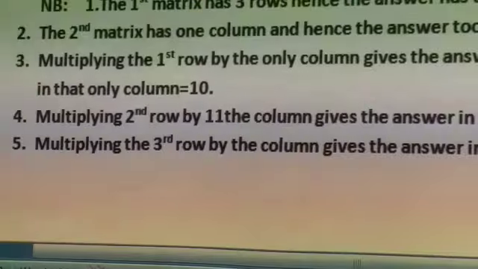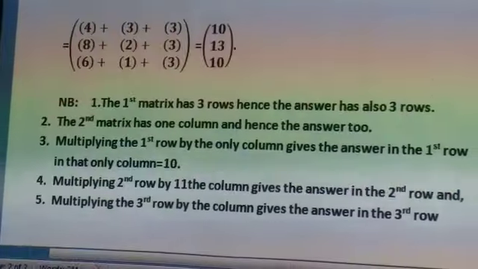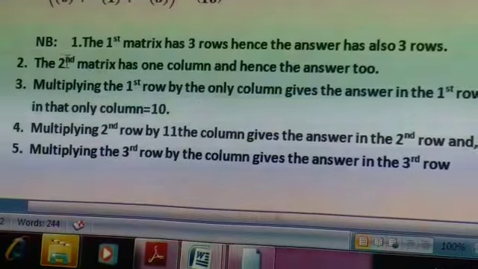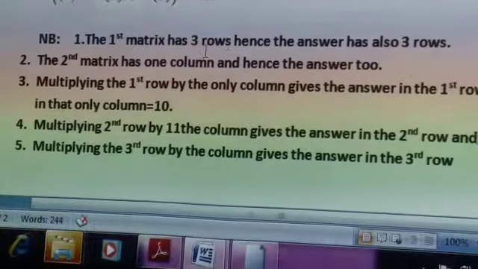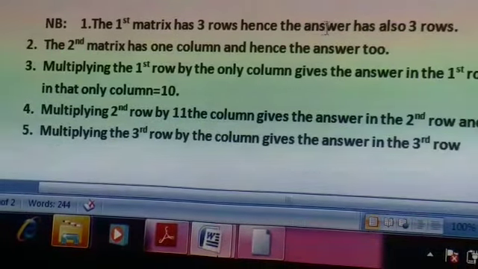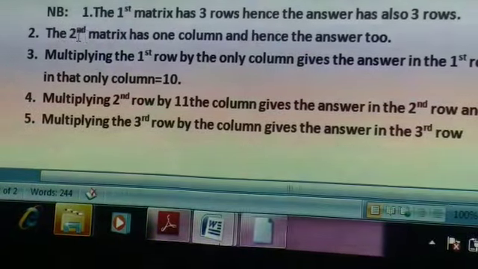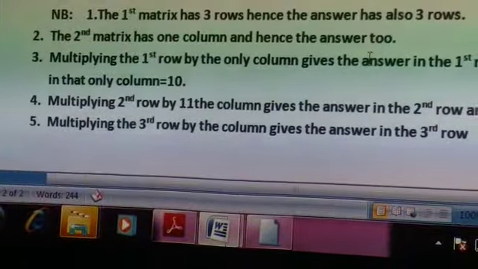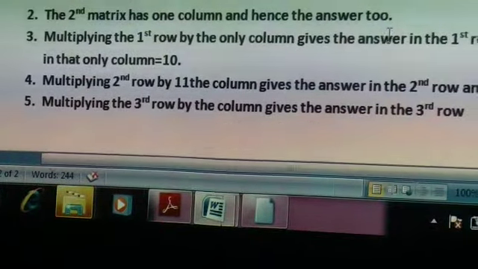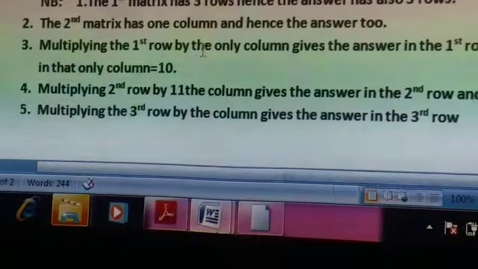Right, these are notes to remember in your multiplication. Important points to consider. Number 1, the first matrix has 3 rows, hence the answer must have 3 rows. 2, the second matrix has 1 column, hence the answer has 1 column.